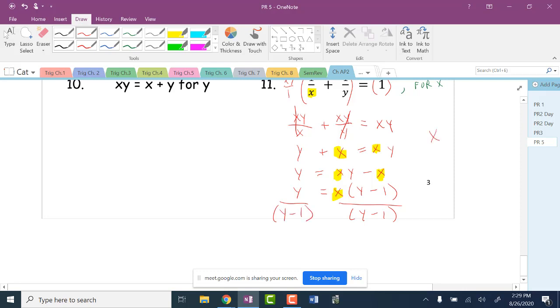So write this in a clean format. X all by itself equals y over y minus 1. No, that's a 6 over 5 equals 2 error from a previous lesson. Don't cancel those y's. So this is done.